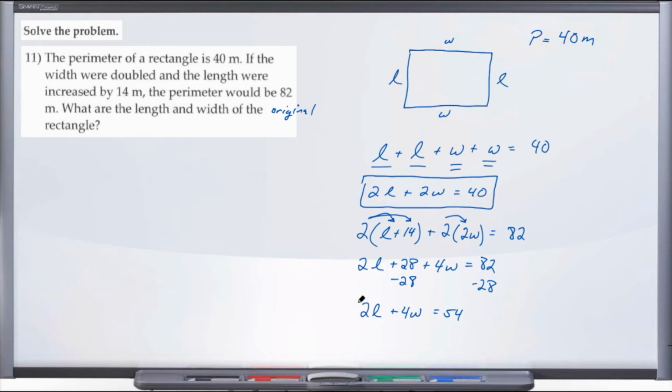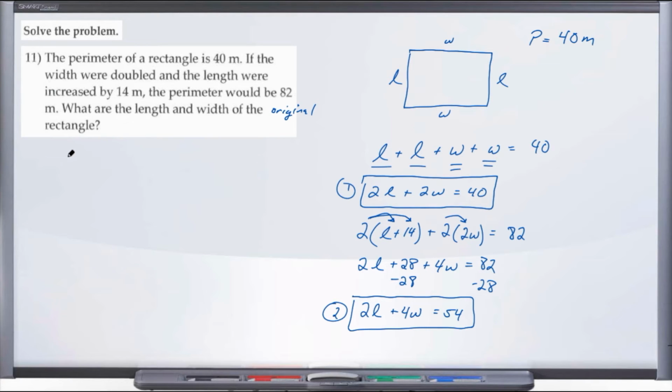All right, so now we have another equation, don't we? A new equation with this doubling of the width and the length being increased by 14 meters built in. So here was our original equation without any adjustment to the length and width. And here is the second equation with that adjustment to the length and width. So now we have what? 1 equation, 2 equations. Well, that looks like a system of equations to me, doesn't it?